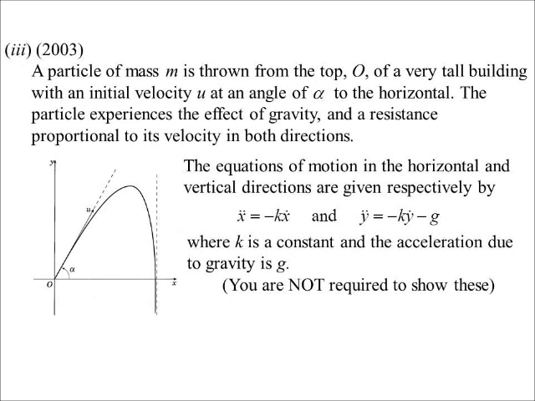Make sure you read these little hints. A lot of people waste a lot of time. They go, what do they mean, not required? No, I'm going to do it anyway. Okay, it's a waste of time. Derive this result. So the horizontal velocity, they're telling us, turns out to be u e to the power minus kt cos alpha. Let's derive it.